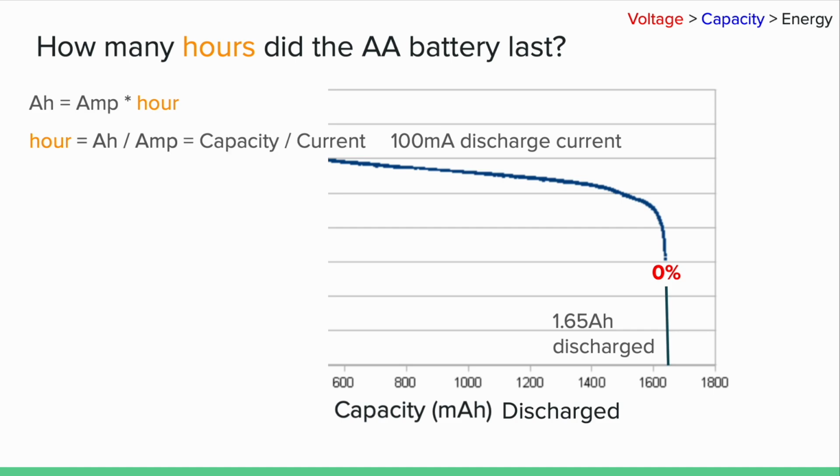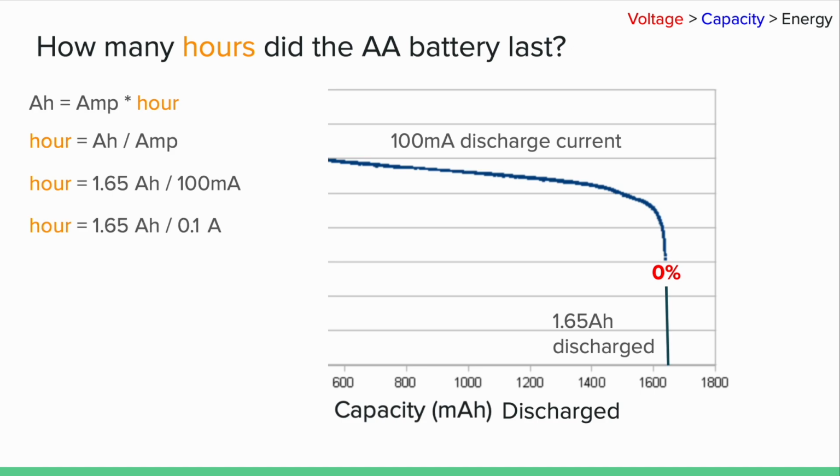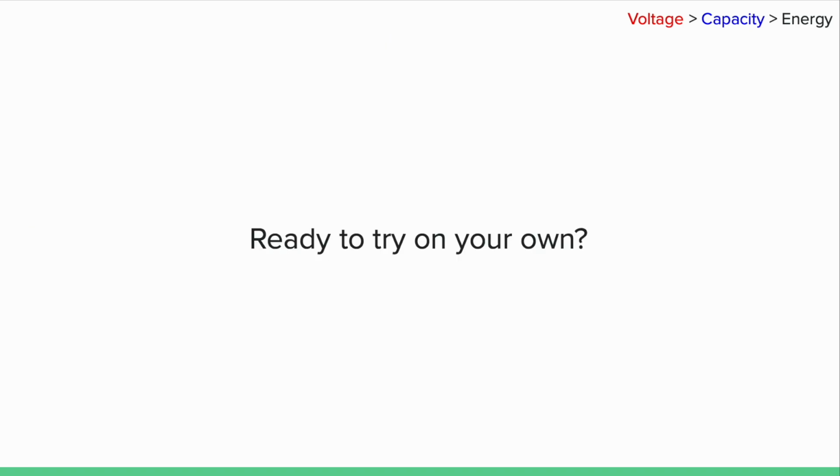We know the discharge capacity was 1.65 amp hours and the current was 100 milliamps. I'm going to convert 100 milliamps to amps so that the units are consistent and cancel out. When we do that, we get 1.65 amp hours divided by 0.1 amps, which is 16.5 hours. Feel free to rewind this part if it wasn't clear. If you understood it, ready to try on your own?